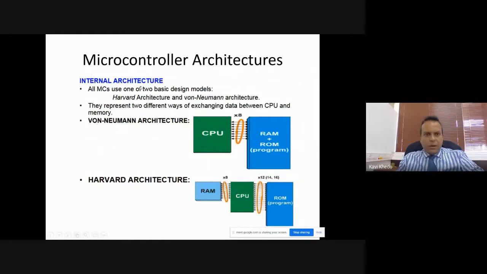So we continue. All microcontrollers use one of two basic design models. That is, either a Harvard architecture or a von Neumann architecture. They represent two different ways of exchanging data between the CPU and memory. The CPU is the processor, and here is the memory. In the von Neumann architecture, both the RAM and the ROM are in the memory here combined, that is, the data and the program are on the same memory. In Harvard architecture, the program is on a particular memory and the data is on another memory. So you will see more difference here.